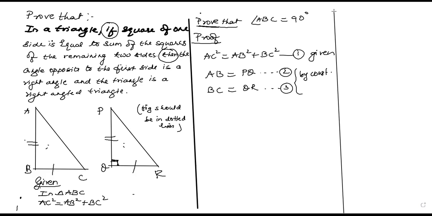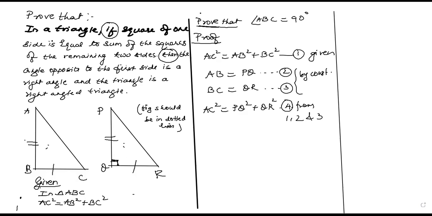So, by construction, just have a look here. Now, can I say here, therefore, AC square equals, in place of AB square, can I put PQ square? Substitute. In place of BC, QR square. Can I put it like this? Can I say from 1, 2, and 3? I call this 4. I got this, children. AC square equals AB square plus BC square is given, but AB equals PQ. I constructed PQ equal to AB, and QR equal to BC.